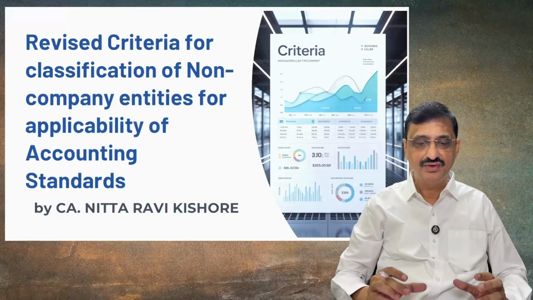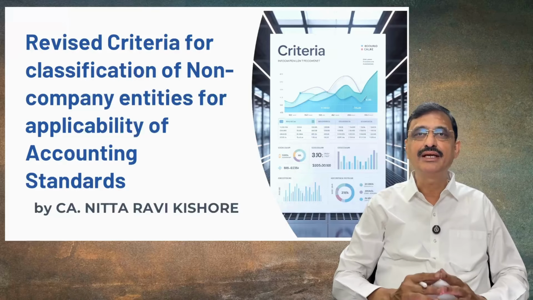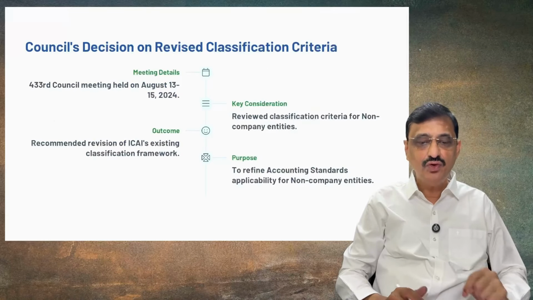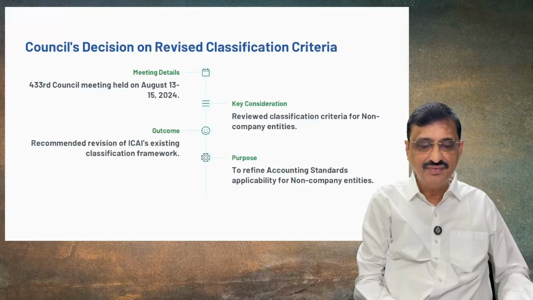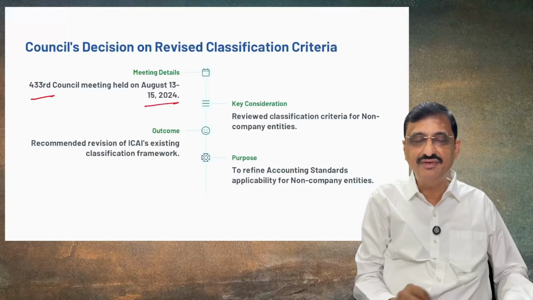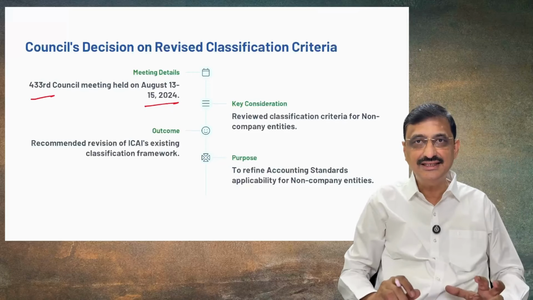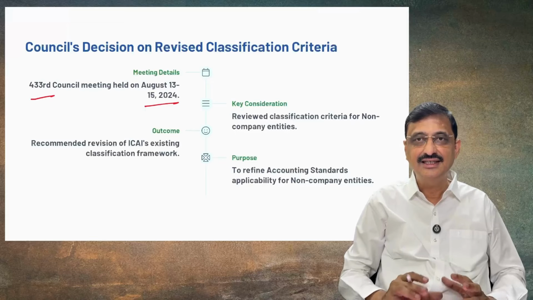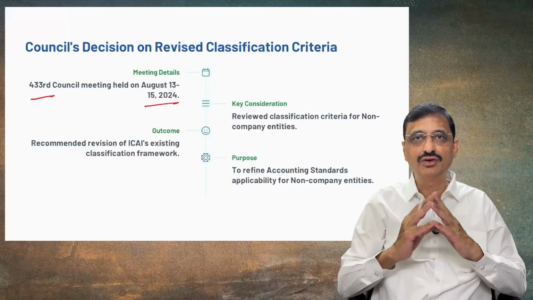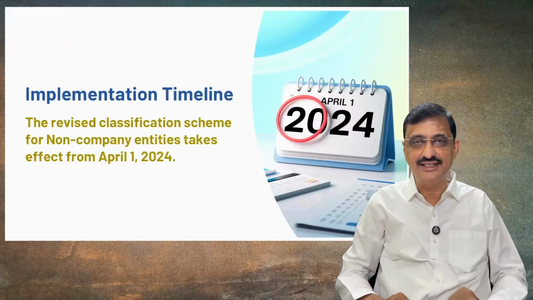Revised criteria for classification of non-company entities for applicability of accounting standards. In the 433rd Council meeting held during August 13th to August 15th, 2024, the Council has taken a decision that there will be a revision in the criteria for classification of non-corporate entities for applicability of accounting standards.